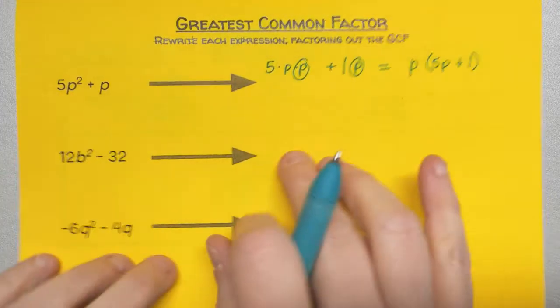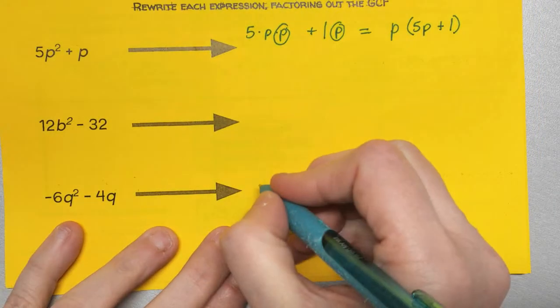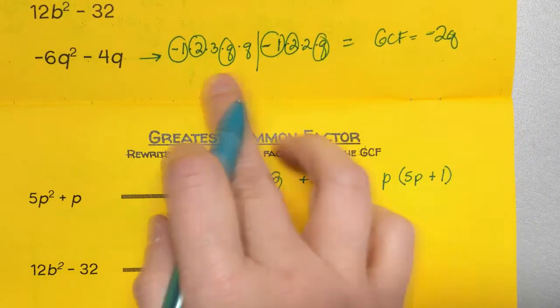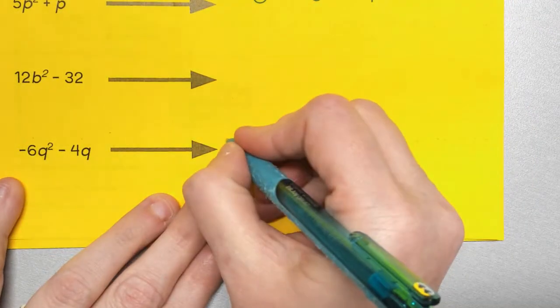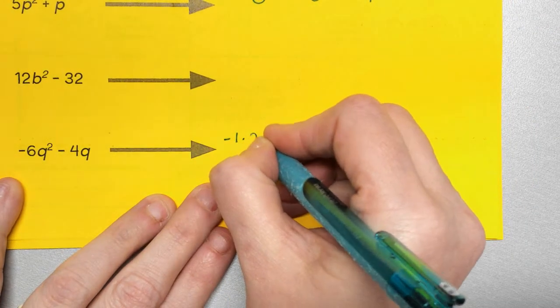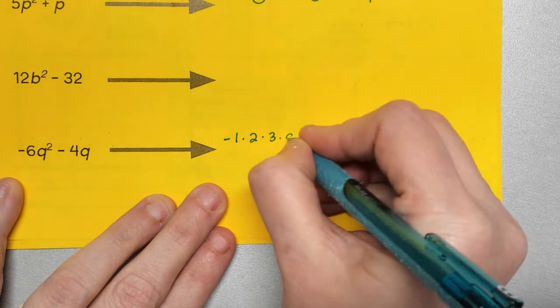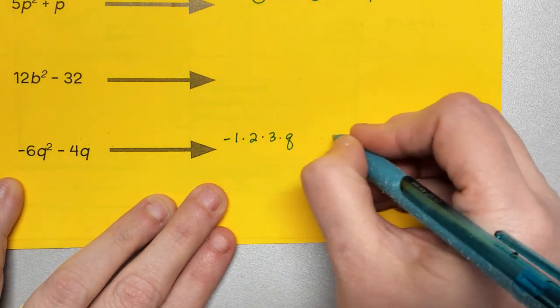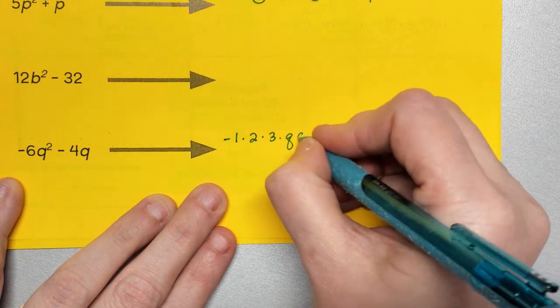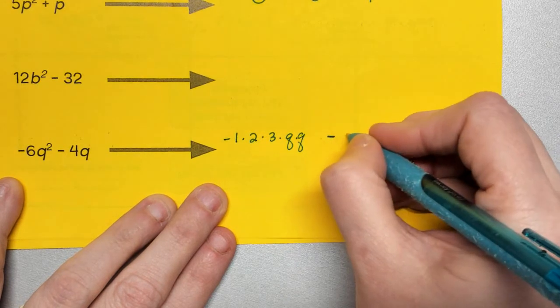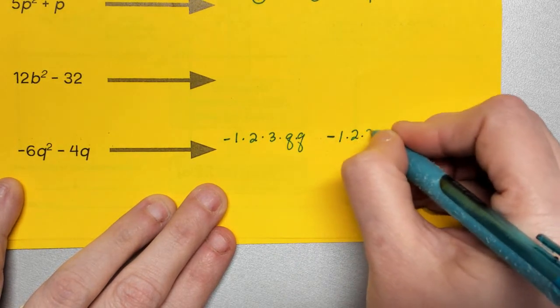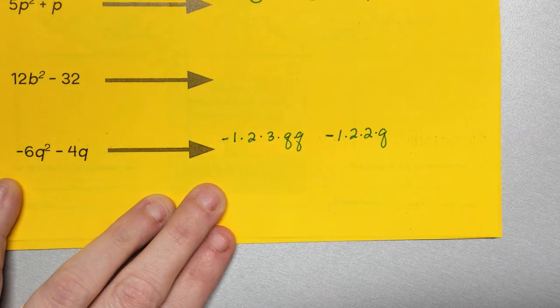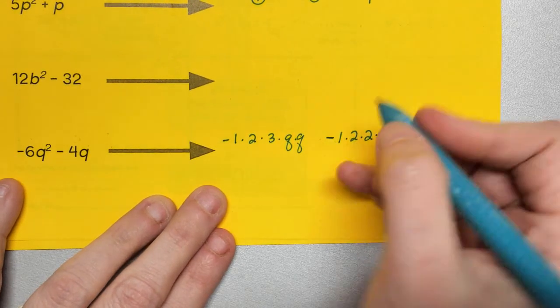Let's take that one down here. I'm going to do the same exact step I did here where I expanded. So negative 1 times 2 times 3 times q, and oh, there was another q. Sorry about that. And then I had negative 1 times 2 times 2 times q.